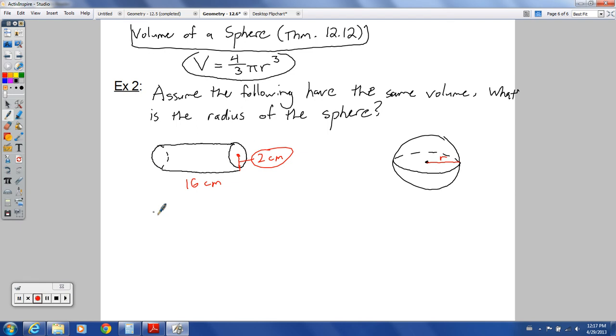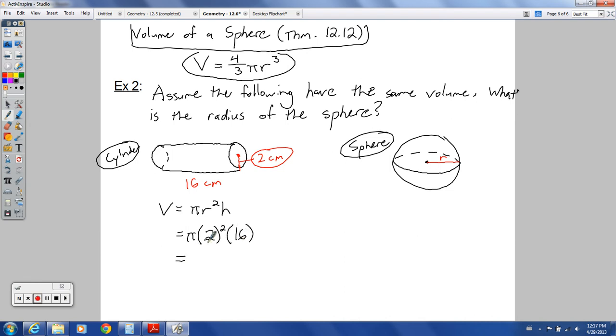we can start here. We know that the volume of a cylinder, this is a cylinder here, this is a sphere, volume of a cylinder is pi r squared, the base, which is a circle, times the height. So I have pi times r is 2, so 2 squared times 16. That's going to be 4 right here. 4 times 16 is 64. So you have 64 pi for your volume. Might as well leave it like that. That's an exact answer. That's the best answer you can possibly get.